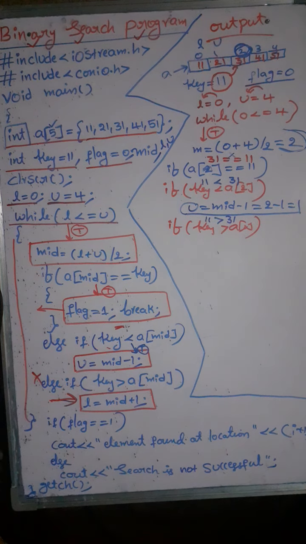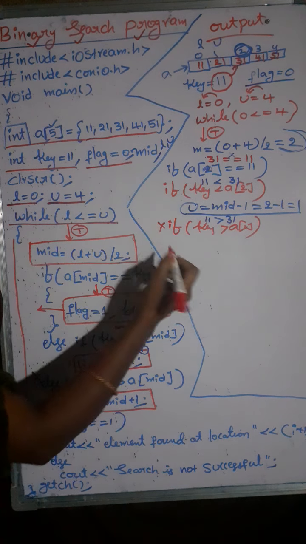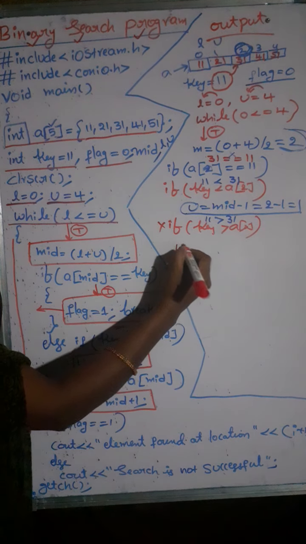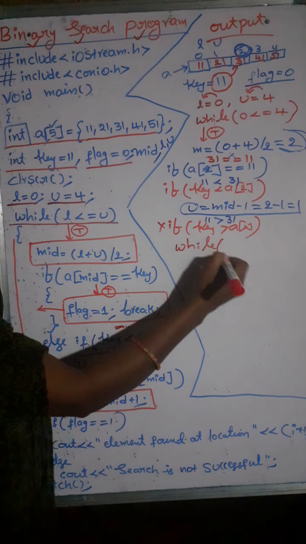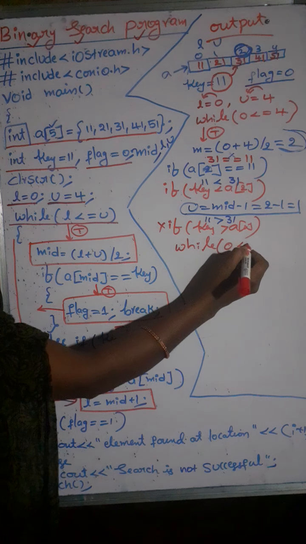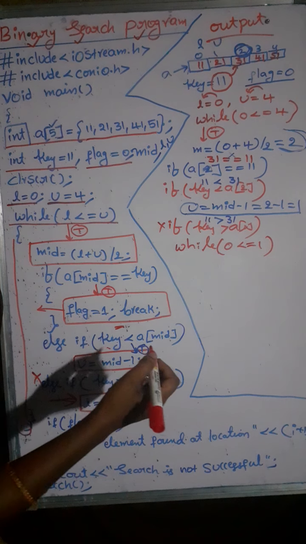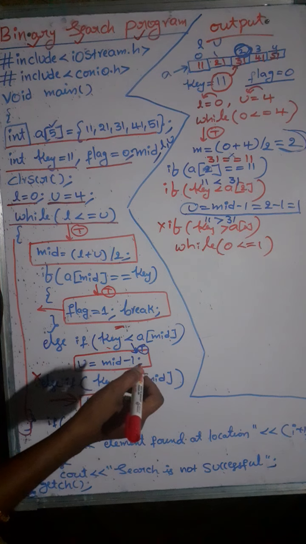Okay, now we are at the closing of while. So when we are closing the while, again we should go to the opening. So what is the while condition now? While, what is the lower bound? 0. What is the upper bound? 1. Is 0 less than or equal to 1? Yes, 0 is less than or equal to 1.